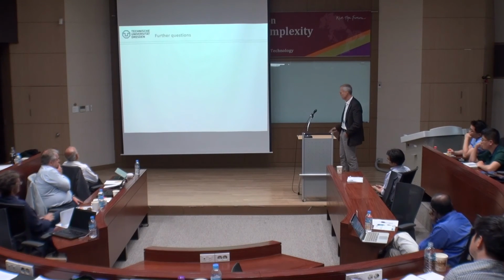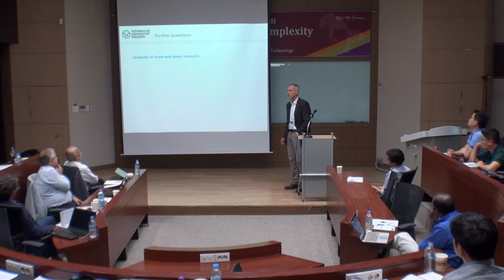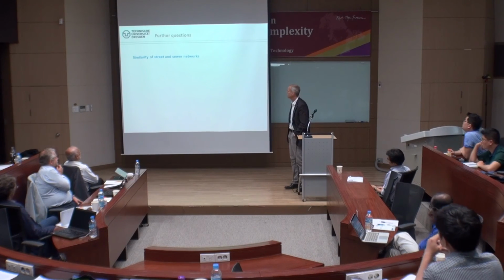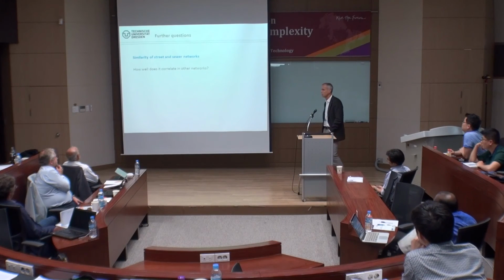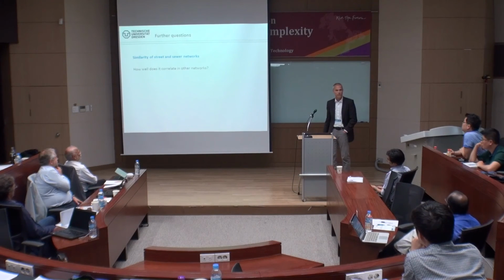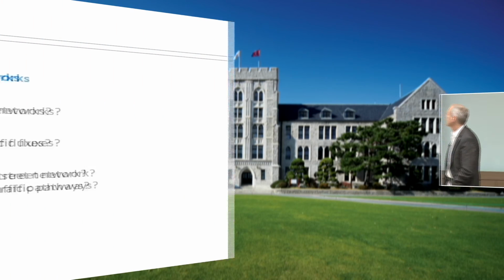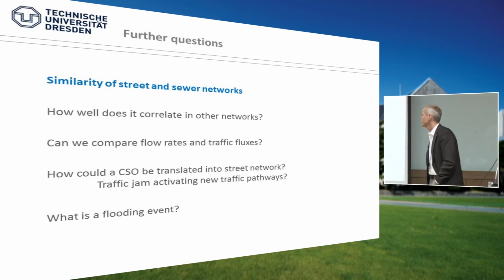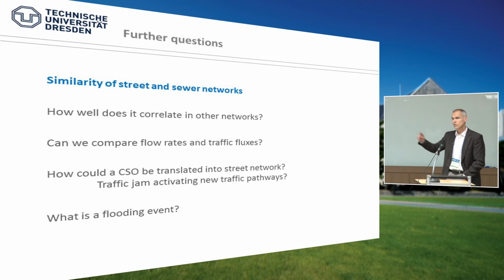Further questions that came into my mind yesterday when I was looking at the poster presentations about the similarity of street and sewer networks: how well do they correlate? I think people are working on this in different countries already. I don't know. How could a CSO be translated into a street network? We have this emergency exit.